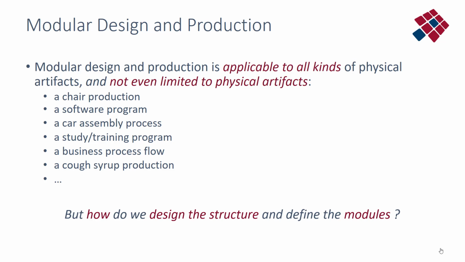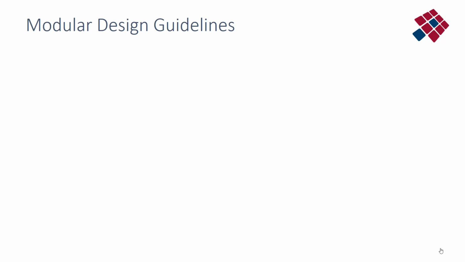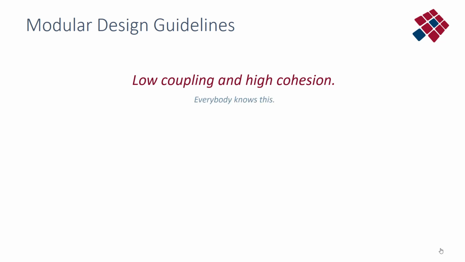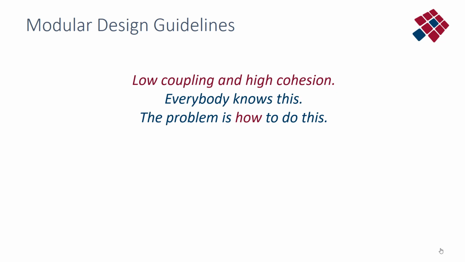How do we define the modules? How do we specify the modules and architect the structure? Now, there are some well-known design guidelines or directives: low coupling and high cohesion. Everybody knows this. The problem, however, is how to do this.